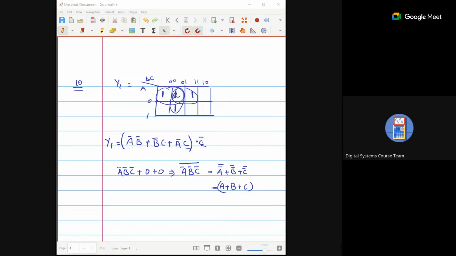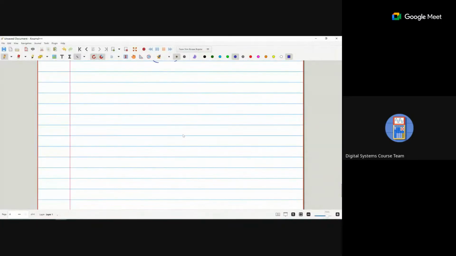Any other doubt related to week 5? You can ask. Sir, in question number 13, that is a 5 variable K-map. So how to proceed with it? Question number 13, graded assignment. Yes, sir. Okay, 5 variable K-map, I think we have not covered it yet. So I will tell you.